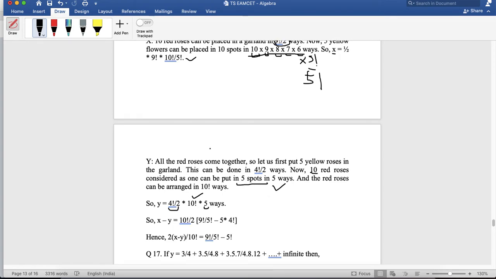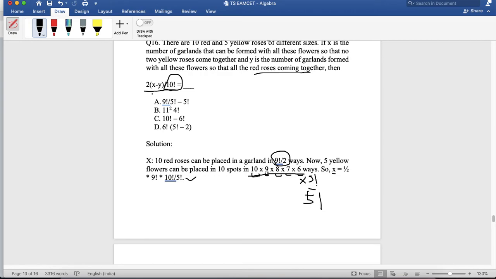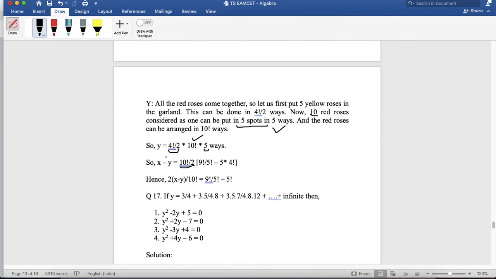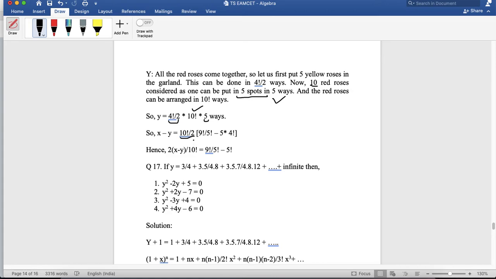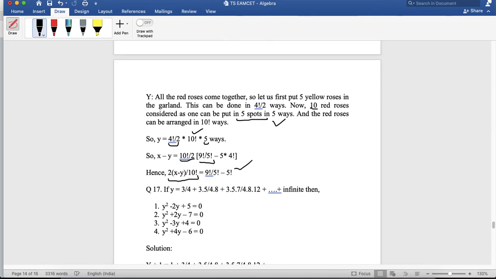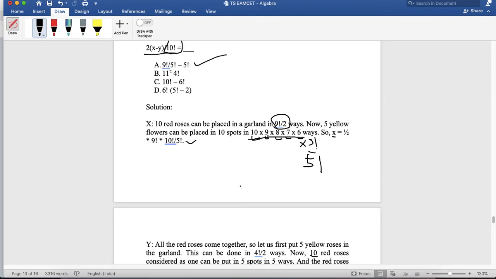x minus y will be what? Half of 9 factorial into 10 factorial by 5 factorial minus half of 4 factorial into 10 factorial into 5. Take 10 factorial by 2 common. Why have I done this? Because the question is asking for 2 into (x minus y) by 10 factorial. So I took 10 factorial by 2 outside, and I will take it on the left, so I will be getting 2 into (x minus y) by 10 factorial. And what am I left with over here? 9 factorial by 5 factorial minus 5 into 4 factorial. 5 into 4 factorial is 5 factorial. So option A is correct.